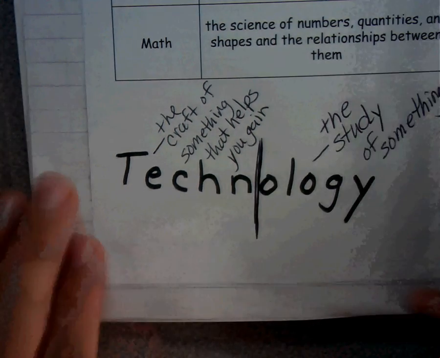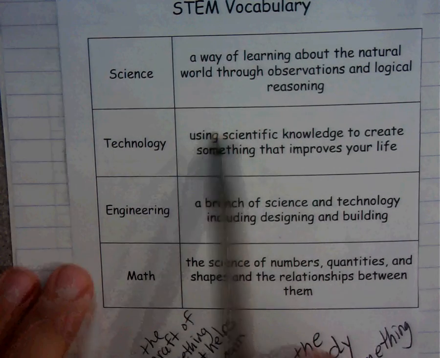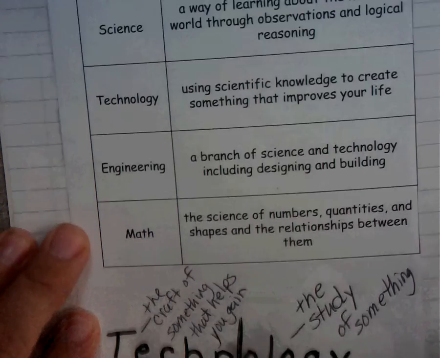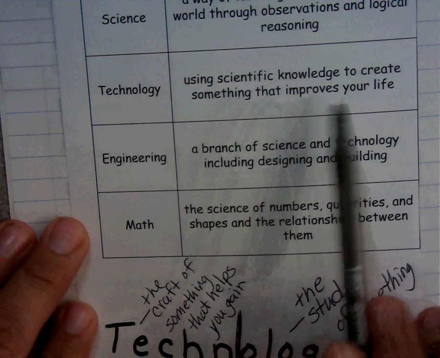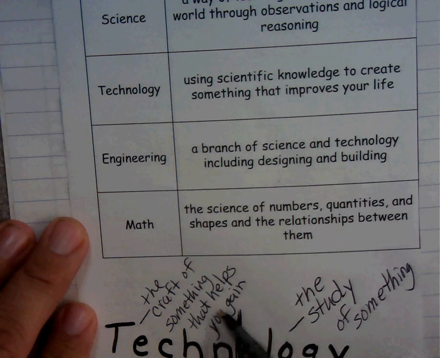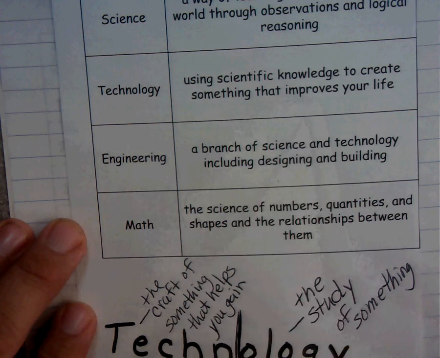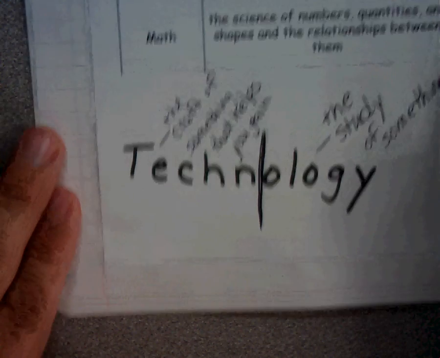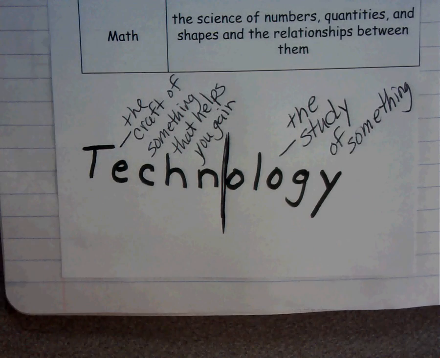And if we look up the actual definition of technology, it is the use of scientific knowledge to create, to craft something that improves your life, that helps you gain. All right, and so by knowing these word parts, it can help us understand our definitions a little better. So good job with your first word study of a word using etymology.